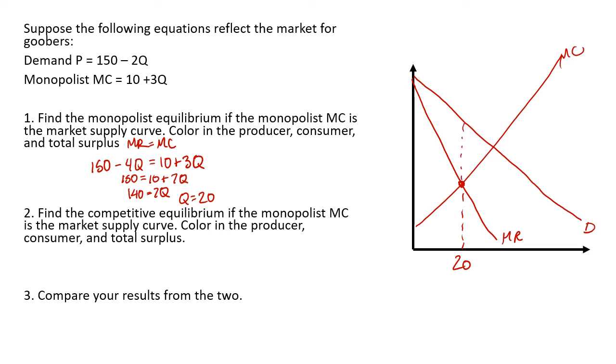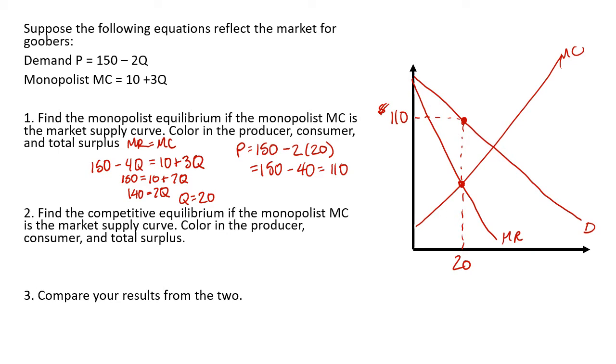Then to get the price, we need to go back up to the demand curve. So we can't plug it in either of those equations we have written under number 1. You need to go back to the original demand curve. So that's 150 minus 2 times the quantity of 20. So that's 150 minus 40, which is 110. So the price is $110. Okay, so make sure you go back up to the demand curve when you're finding that one.